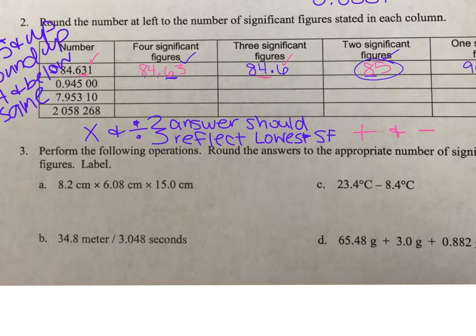Okay, so let's go ahead and take a look at the first example. So I have 8.2 centimeters, 6.08 centimeters, and 15.0 centimeters. Okay, what should I do before I type in my calculator? Count your sig figs, exactly. So 8.2 has how many significant figures? 2. 6.08 has 3. 15.0 has 3. Trailing 0 with a decimal. Okay? So looking here, what should my answer reflect? 2. So our answer should have only 2 significant figures.